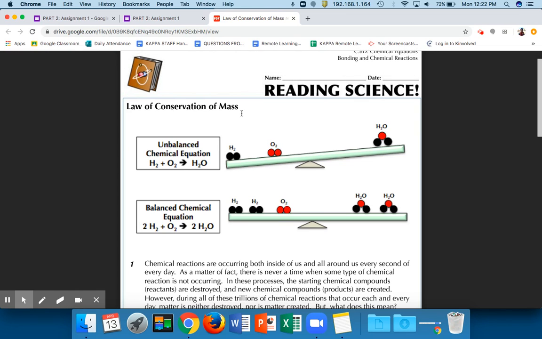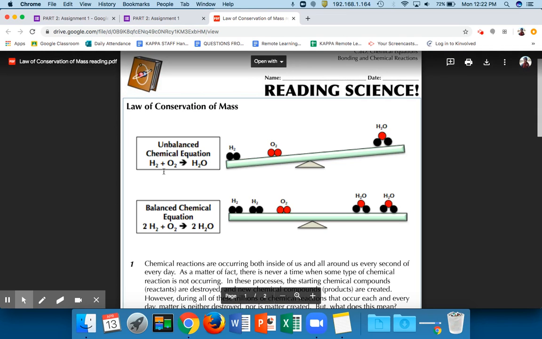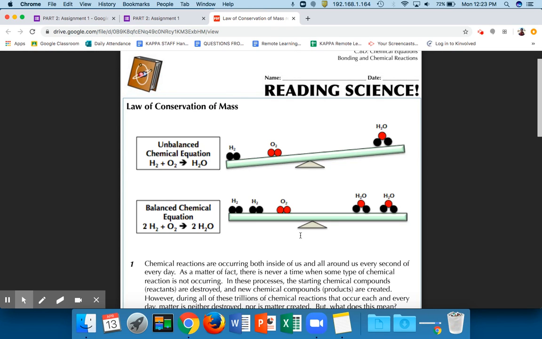Okay, so this article is about the law of conservation of mass. If we look at the first diagram, it says unbalanced chemical equation, and the second diagram says balanced chemical equation. So, what do you think this article might be about?